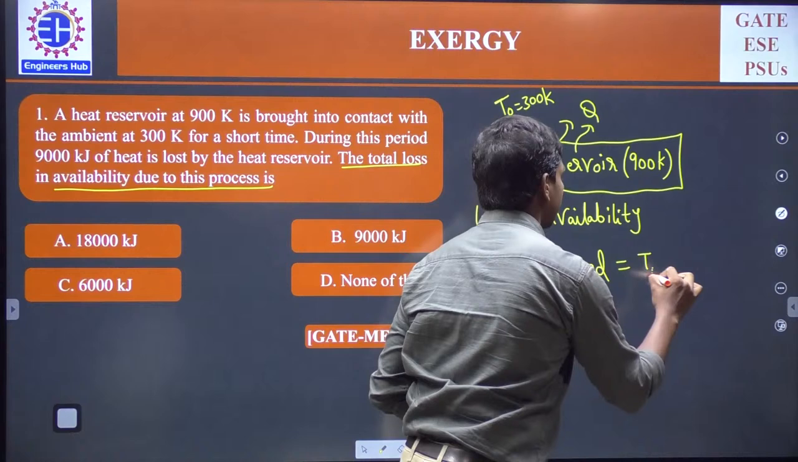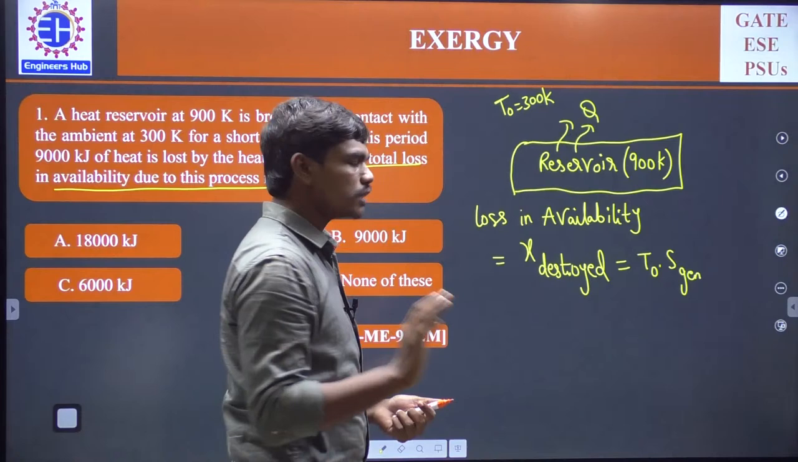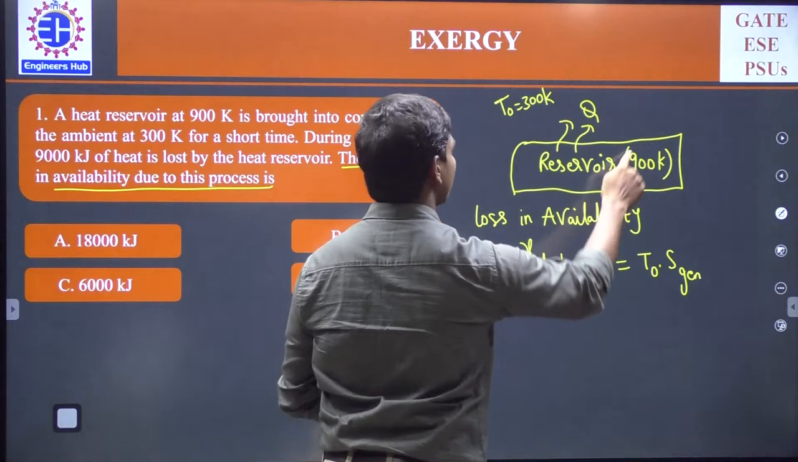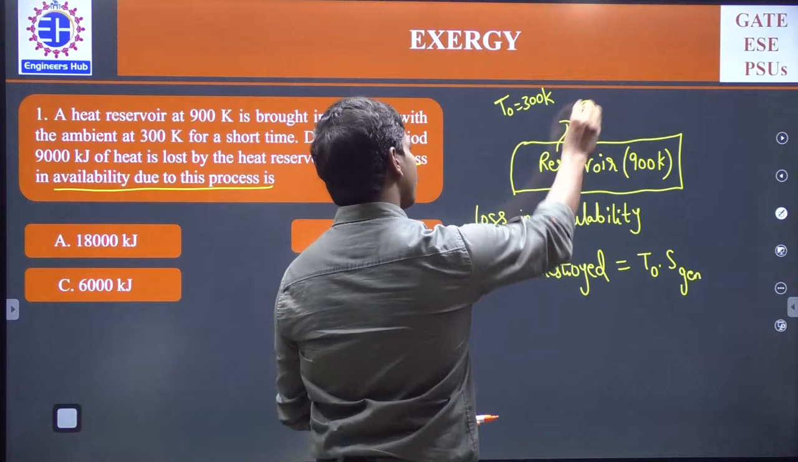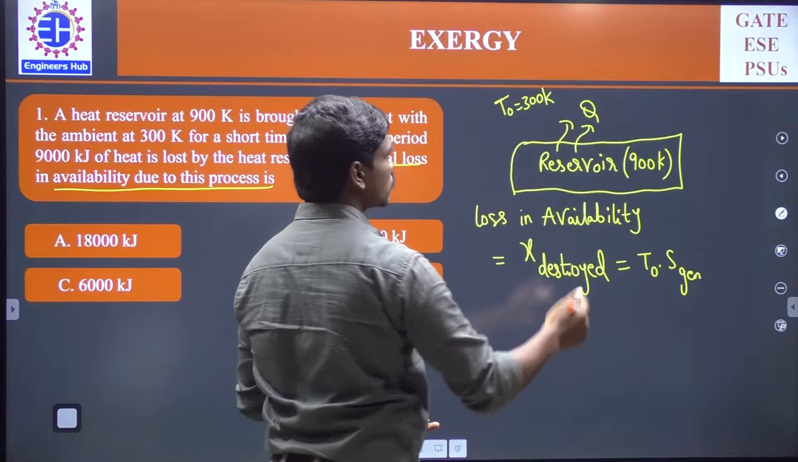Loss in available energy. See, because the reservoir is generally capable of giving an infinite amount of energy without this temperature change. Correct? So this temperature 900 won't change because it's clearly mentioned this word reservoir. And thermal reservoirs are the things where finite amounts of heat can get transferred or they can come in, but without a change in temperature. So the ambient temperature is 300. So before going further, let us perform some calculations.